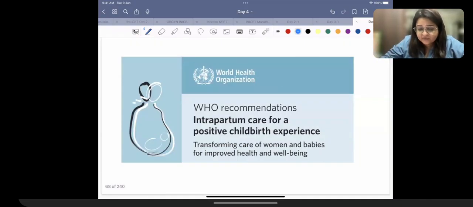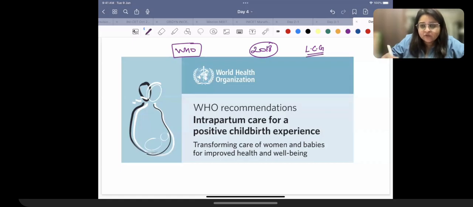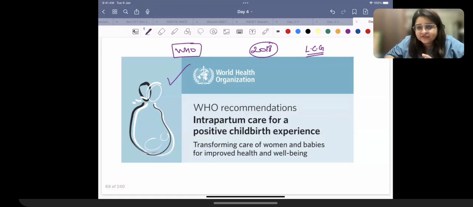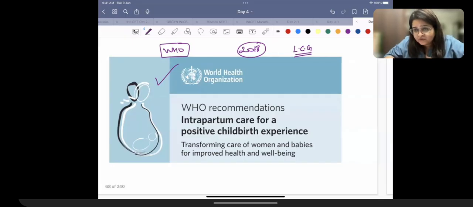Now, coming to a very important thing, that is the WHO recommendations of intrapartum care. This came out in 2018. The WHO brought out a new partogram called the Labor Care Guide. Okay, this whole document is available on the net for anyone who wants to read it. I have put a summary of the recommendation कि क्या क्या changes, a lot of changes were brought about, and a lot of things which we were doing should not be done now. So we'll go through those.